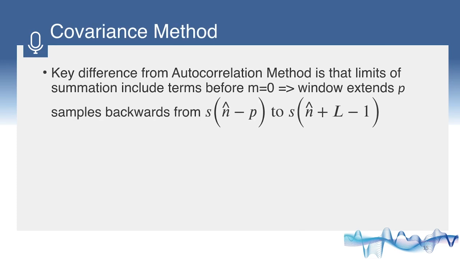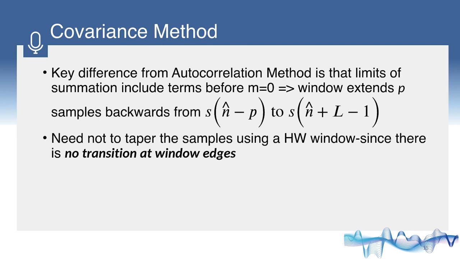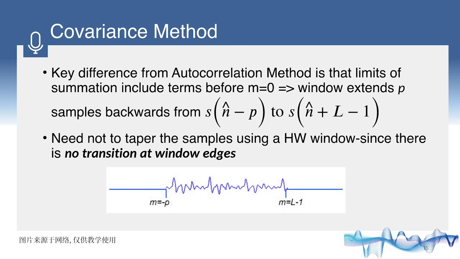The key difference of covariance method from autocorrelation method is that the limits of summation include terms before m equals 0. Thus, the window extends p samples backwards from x_n(-p) to x_n(L-1). Since we extend the window backwards, we don't need to taper it using a Hamming window, because there is no transition at window edges.